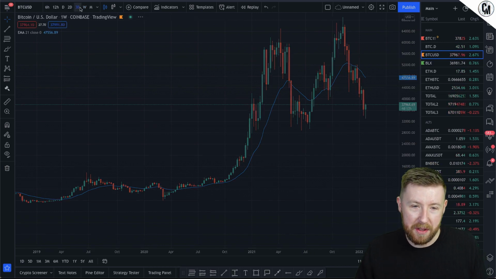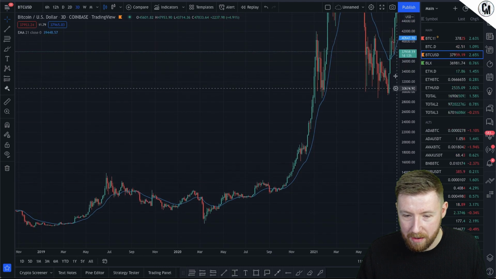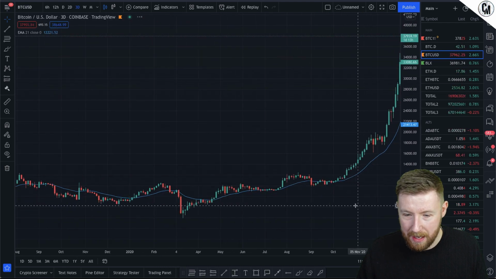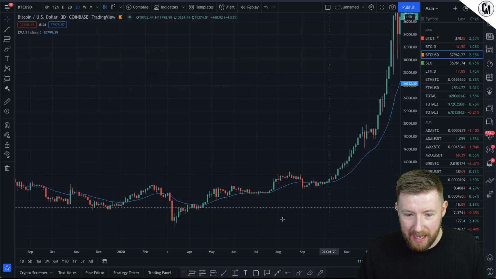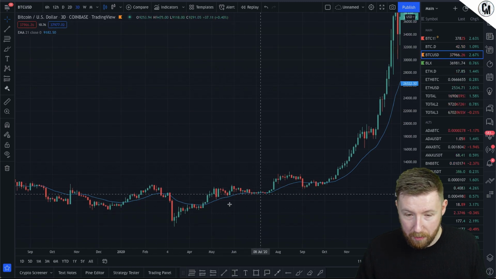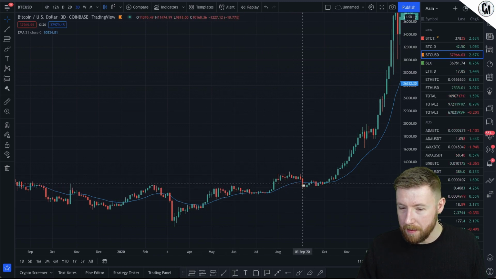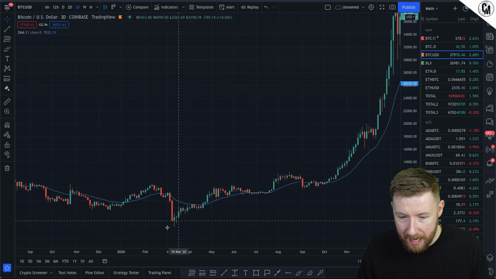Personally, I like to use a 3-day in the daily time frame for certain things like this because it becomes very, very apparent. So when we zoom in and go back to Bitcoin here, you can see very, very clearly that we're starting to trend upwards, right? We're starting to form a bit of a trend. We've got these higher lows kind of appearing. And then, yes, we are above the moving average a little bit, but we are still in an uptrend.